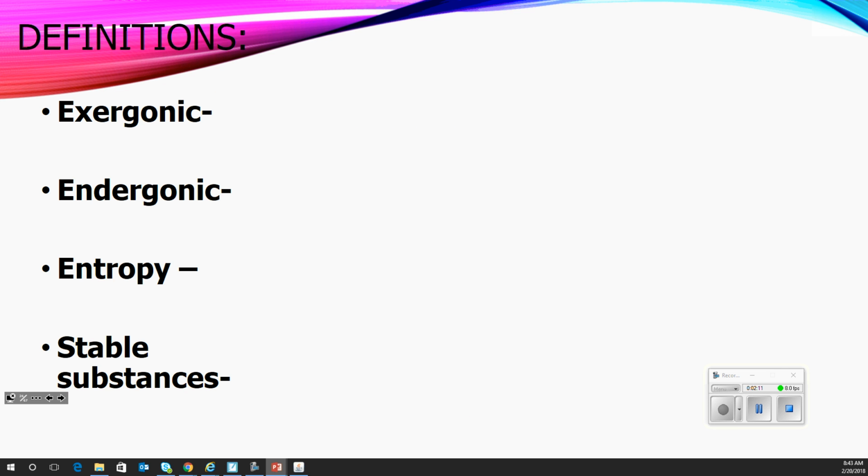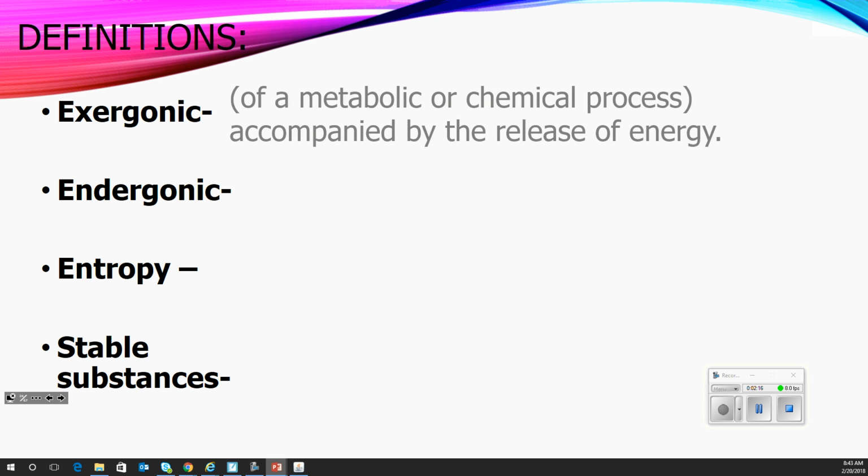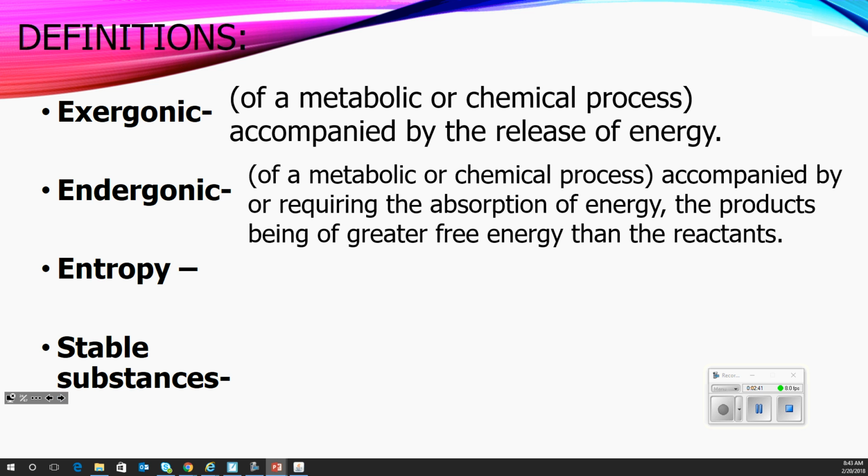We have some interesting vocabulary in this unit, so we need to be able to understand it. The first is exergonic, and that's of a metabolic or chemical process. It's release of heat. So think of when we talk about exothermic, exergonic is just giving off energy. Okay, not just heat, but energy. So exergonic, giving off energy. So what do you think endergonic would be? Taking in energy. It's like endothermic, right? But it's energy. It's not just heat.